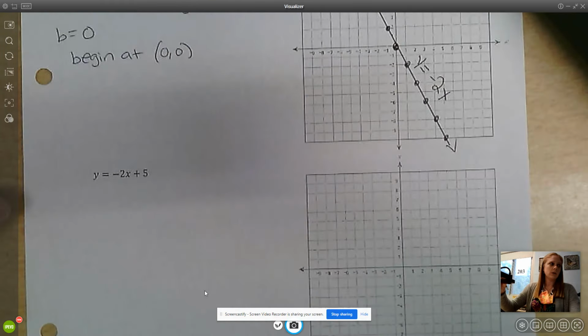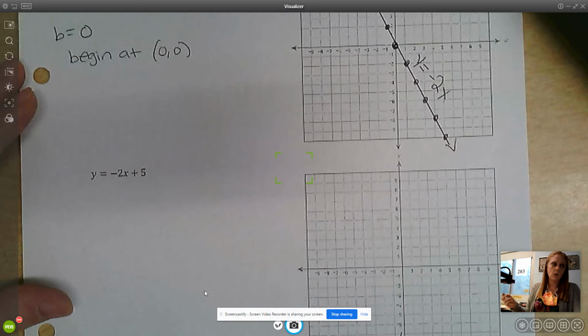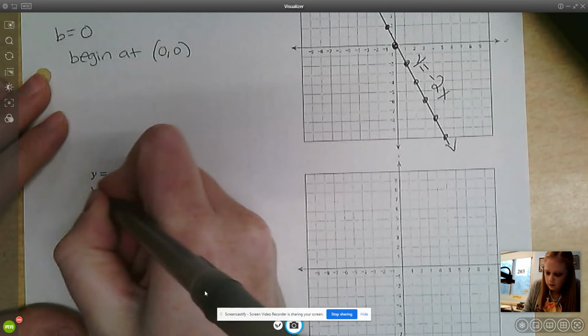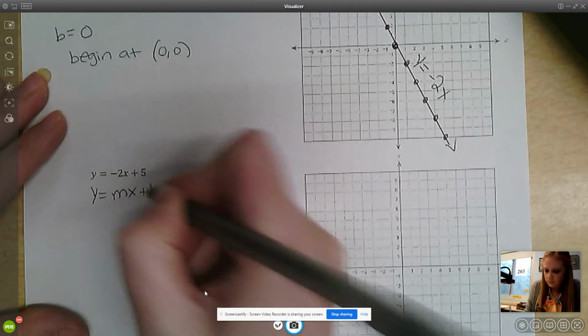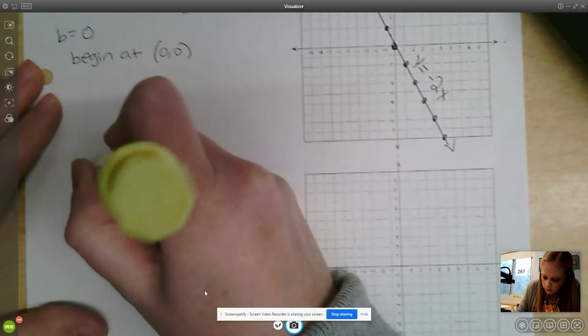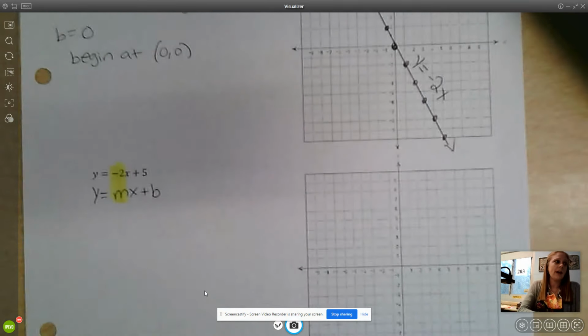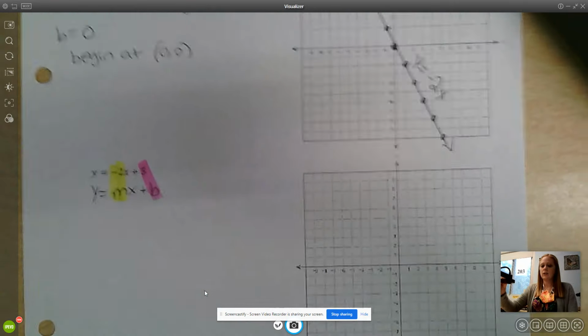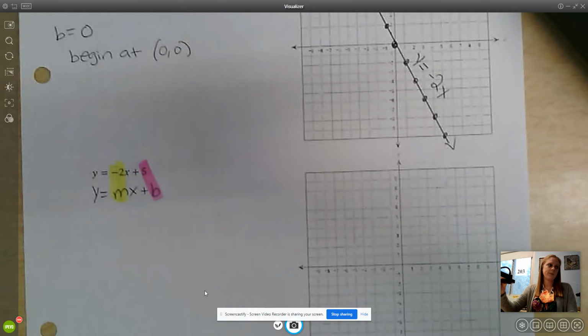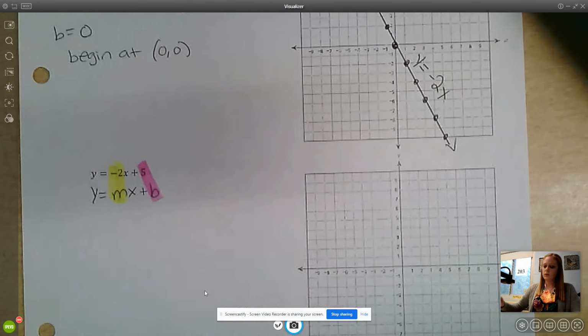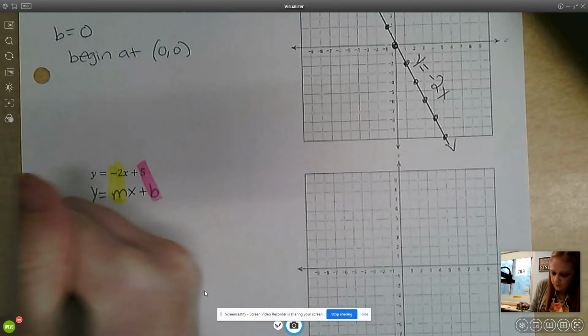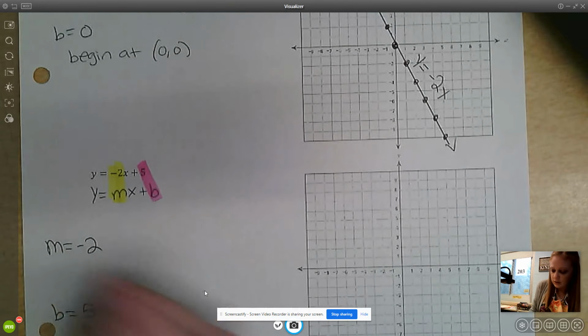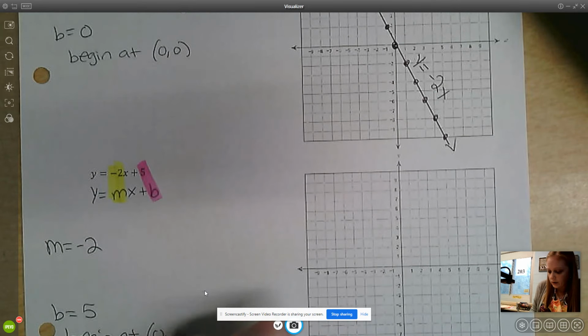Okay, so y equals negative 2x plus 5. I'm going to write my equation y equals mx plus b under it to help me. M is the coefficient in front of the x, the number in front of the x, and the b is the number being added or subtracted at the end. Okay, so in this case, my m is negative 2, and my b is 5. My b being 5 tells me that I'm going to begin at the point 0, 5. This is my y-intercept.